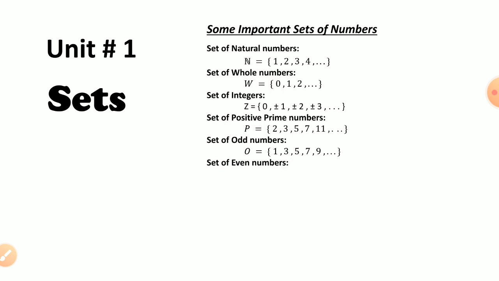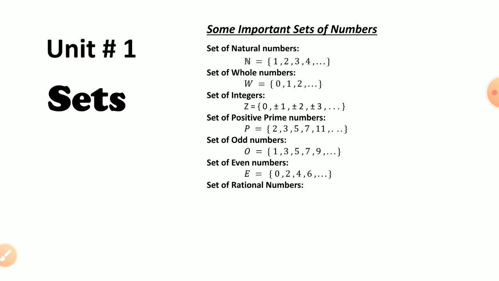Next we have the set of even numbers. The set of even numbers is represented by a capital E and it includes all the numbers that are divisible by 2. It means the set of even numbers starts from 0, then it has 2, 4, 6, 8 and so on.